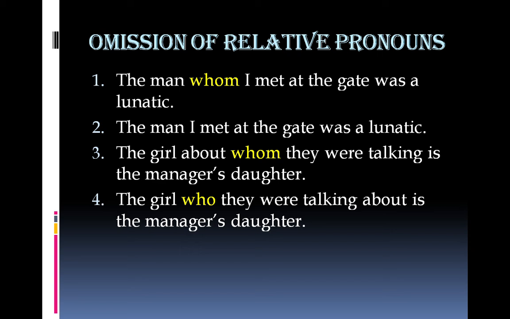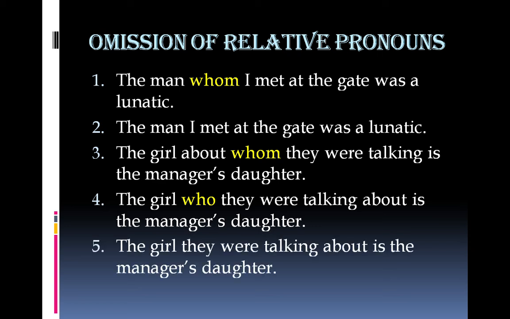The girl who they were talking about is the manager's daughter. What's the difference here? We have moved the preposition to the end of the relative clause. So this is another way of saying the same thing, but this one is the best way of saying it. The girl they were talking about is the manager's daughter. Now, the relative pronoun has been omitted. The preposition is there, but the relative pronoun has been omitted.